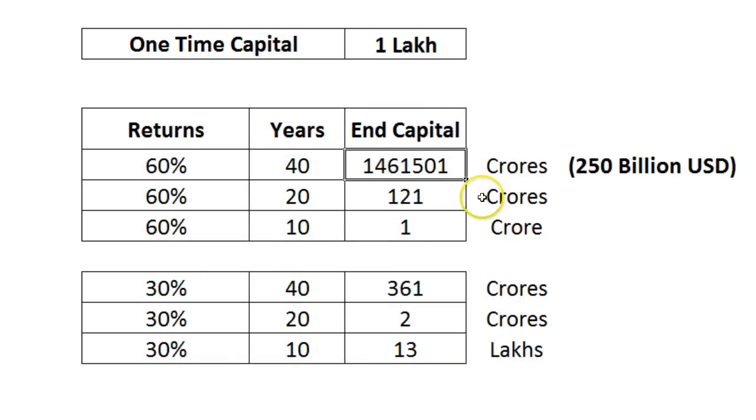You can do these calculations yourself, assuming you start with 1 lakh capital and you don't need to bring in fresh funds after this. If you do this for a period of 20 years, you will end up with 121 crores, which is also a very big amount. And if you do it for a period of 10 years consistently, you will end up with 1 crore.